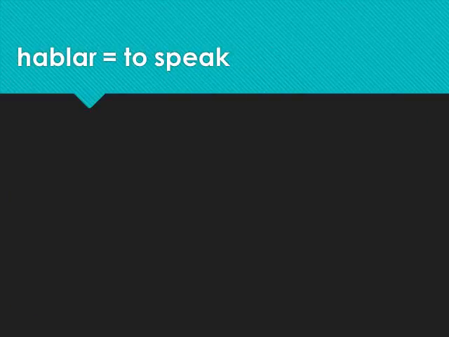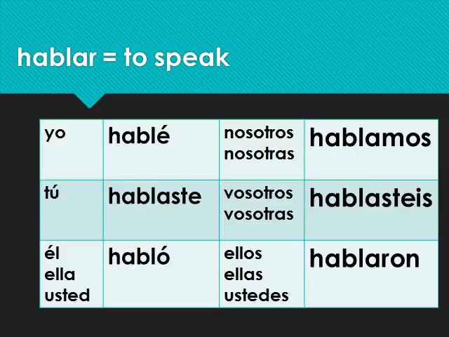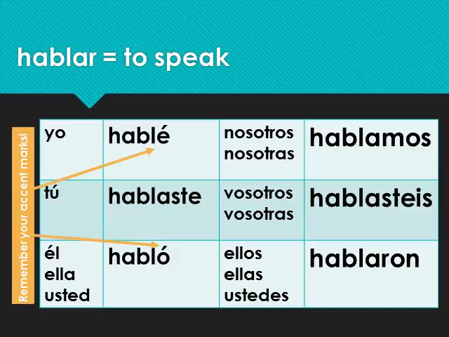Okay, so let's take a look at a conjugated verb in the preterite with AR verbs. So we have the verb hablar, which means to speak. Hablar looks like this in the preterite tense. So, yo form is hablé, tú hablaste, él habló, nosotros hablamos, vosotros hablasteis, and ellos hablaron. All right? Don't forget your accent marks over the yo form and the él, ella, usted form. Okay? These are very, very important.